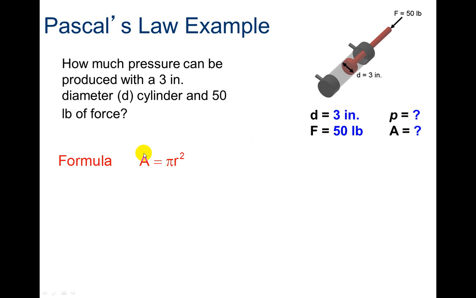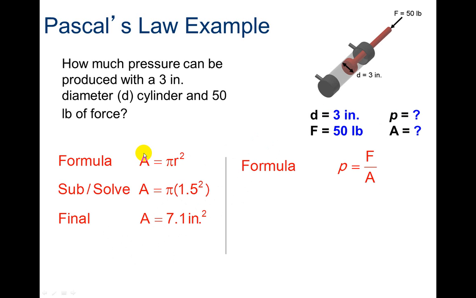Okay, I'm going to find my area, pi r squared. All right, so it's 7.1, so I'm going to plug that in for my area since I had the diameter. And now I'm going to plug in my pressure is going to equal 50 pounds divided by 7.1 inches squared.